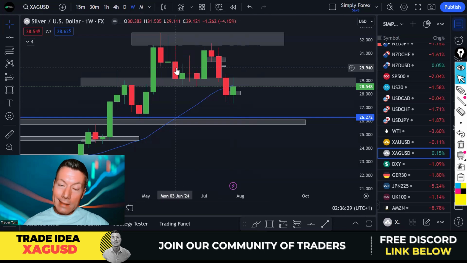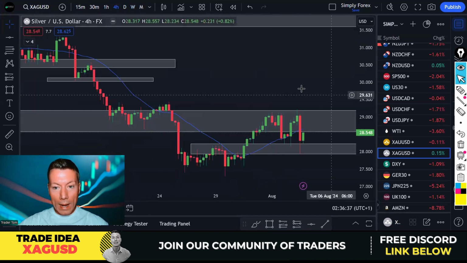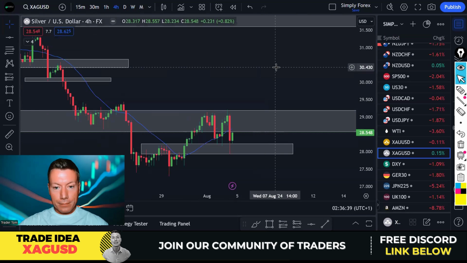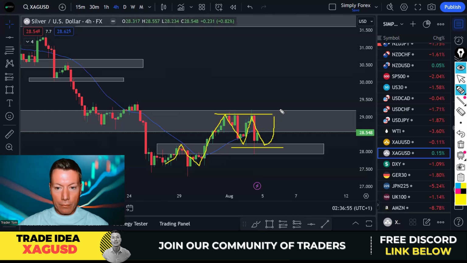So I use weekly and daily to give me my direction. Okay, then I drop down to the H4 to find out where I can enter from. Now, you can see on the H4, guys, we've got this level that's been forming, right? It's sort of tested this area twice and this area. It's kind of ranging.